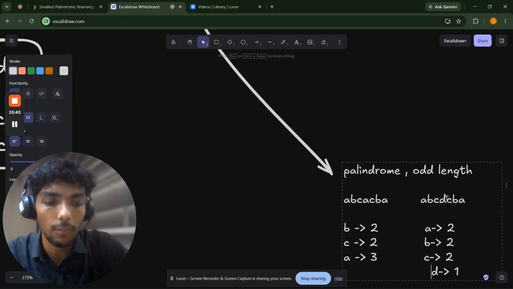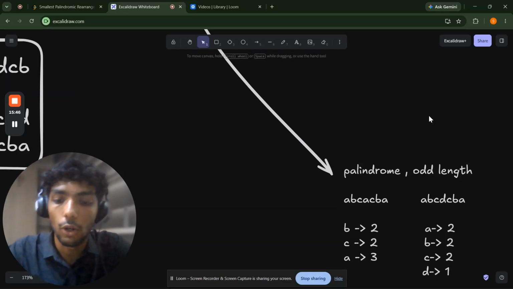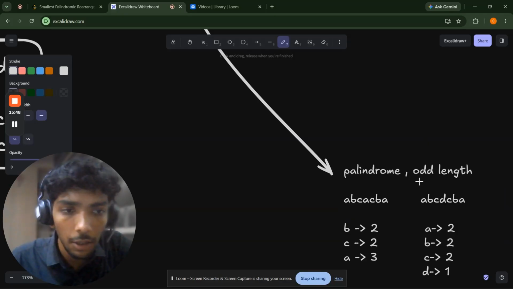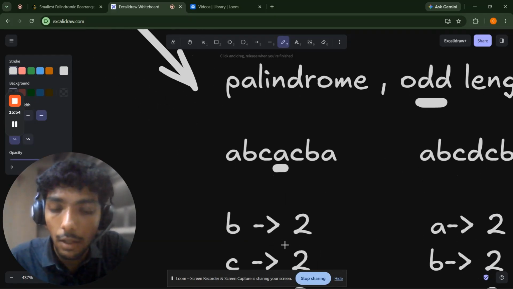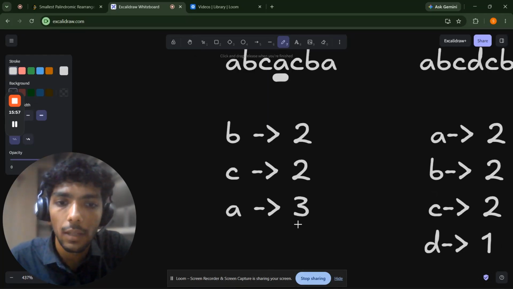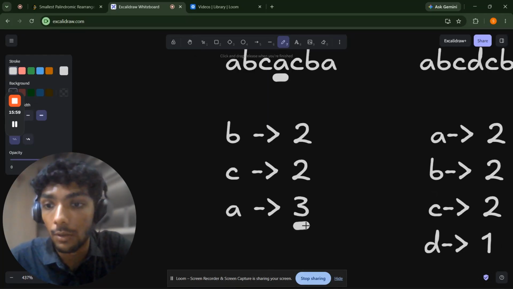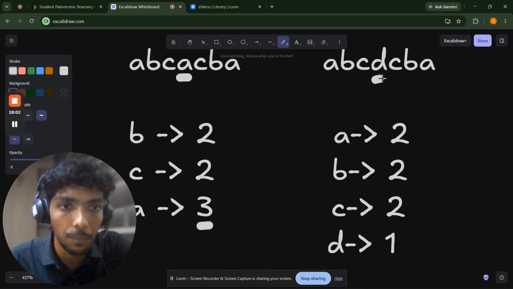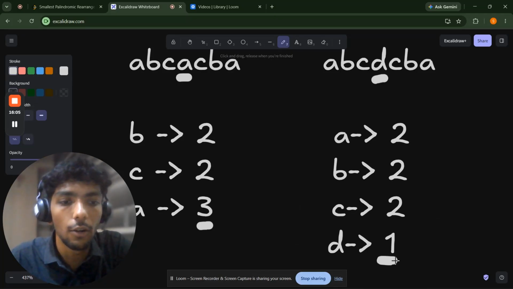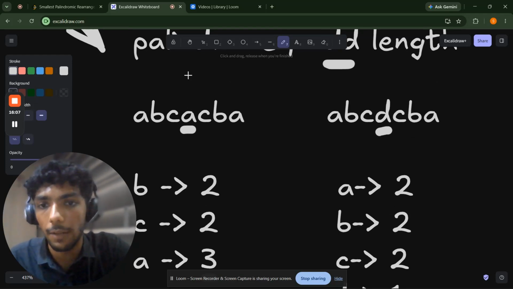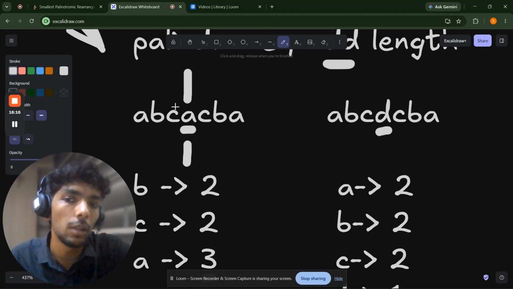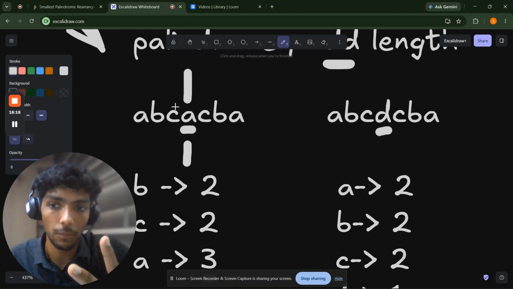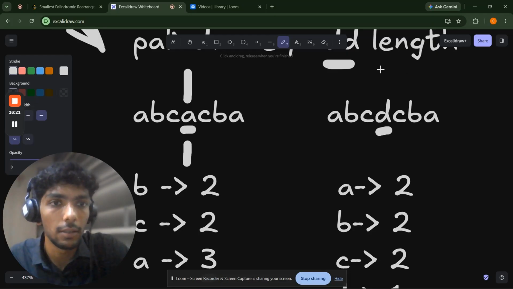The most important thing is that in odd length, the character which is in the middle appears an odd number of times, and all the rest appear an even number of times. Why? Because when we partition, we find that it is a mirror image. So when it becomes a mirror, everything becomes twice, so it becomes even times. Here is the same case.